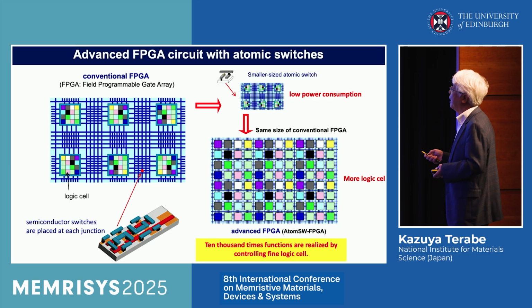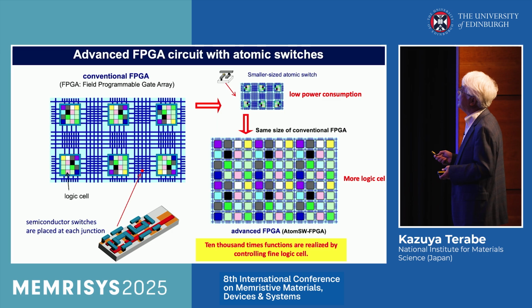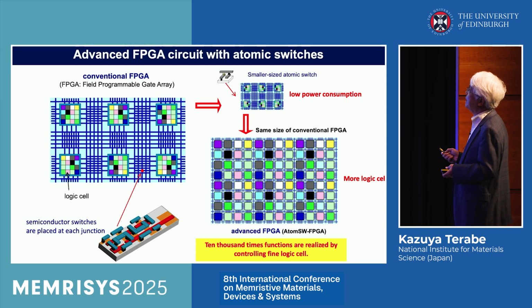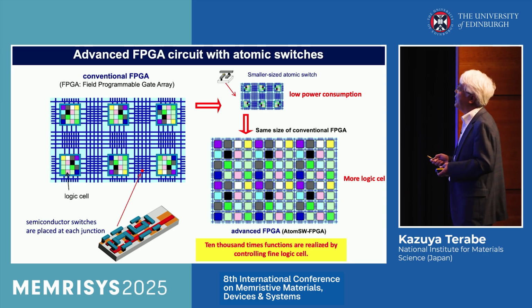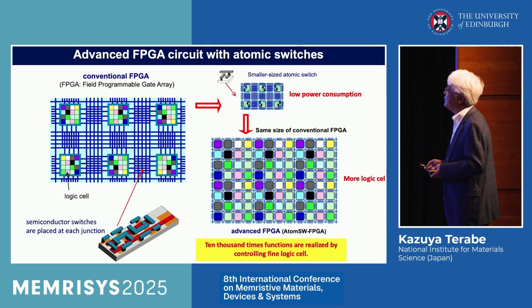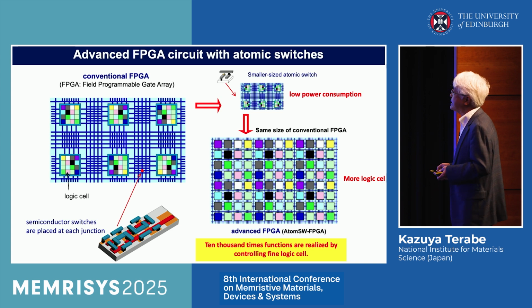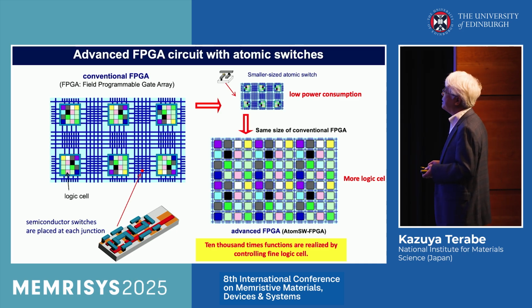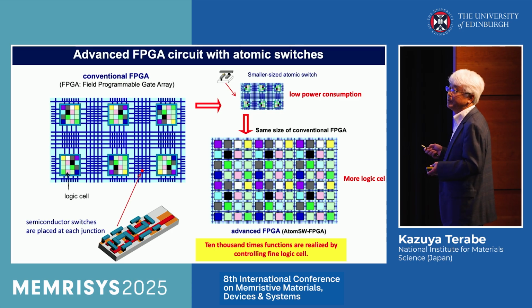So this is an advanced FPGA circuit with atomic switches. This is a conventional FPGA. This is a logic cell. Each logic cell is connected by lead wire, and at each point in a conventional FPGA, a semiconductor switch is placed. But this switch is very large. So it is replaced with an atomic switch, whose size is very small and has a very simple structure.